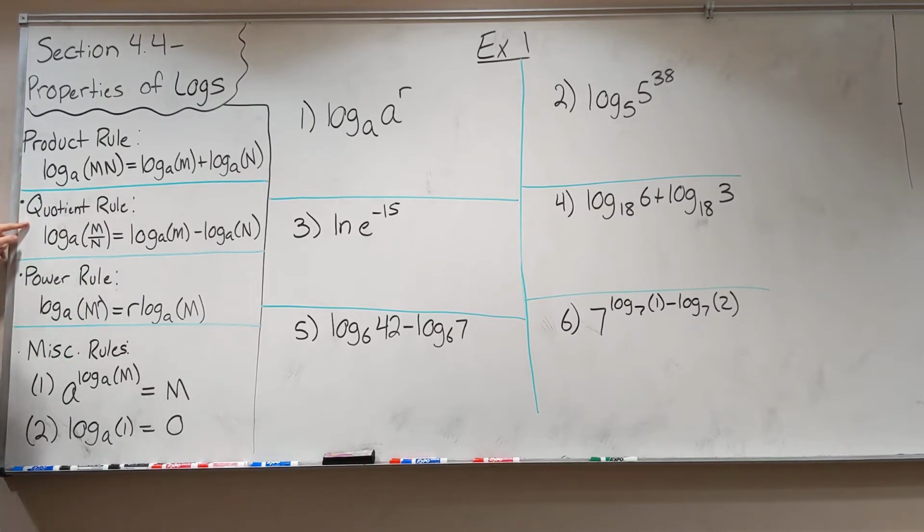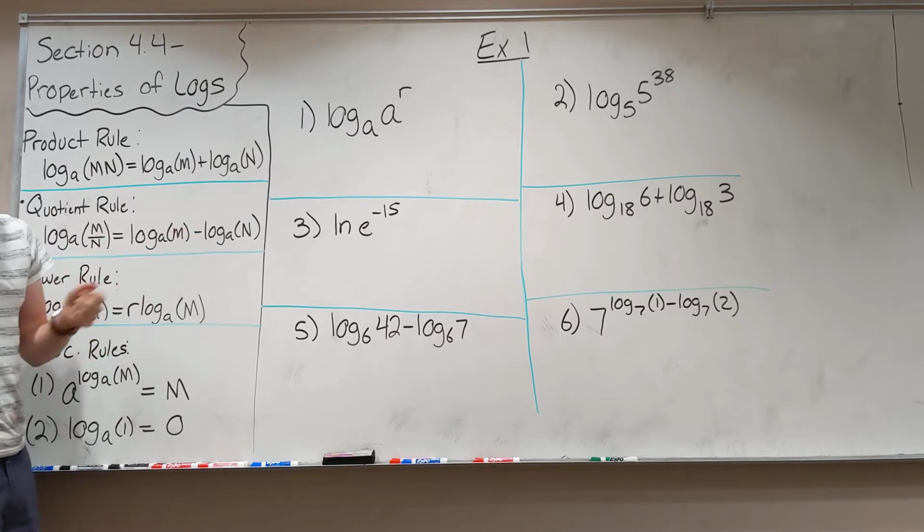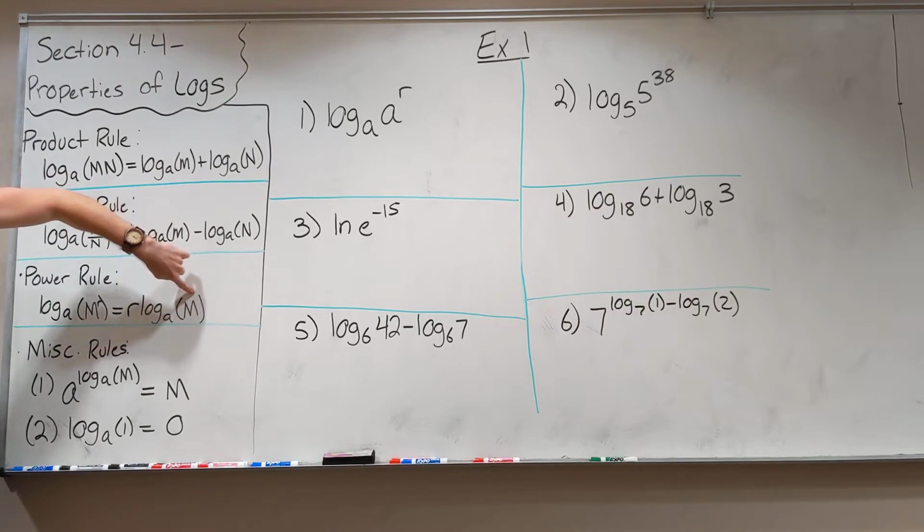Quotient rule, it's very similar, but instead of a product, of course, there's a quotient. And instead of a plus sign, we have a minus sign. So this gives us ideas on how to combine and split up various logarithms. We also have something called a power rule, which I think is fairly straightforward. If you are evaluating an exponential function in your logarithm, then any exponent can be brought to the very front of the logarithm. So notice this exponent here, this r, comes to the very front, and notice no more exponent.